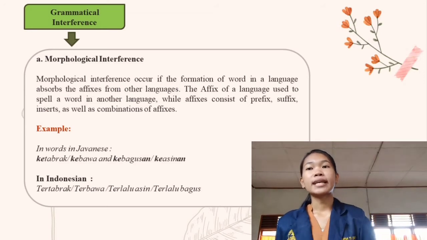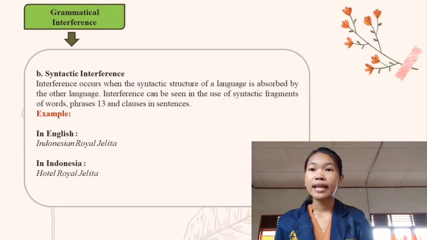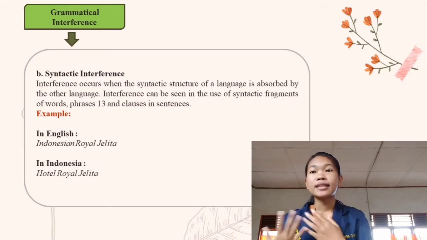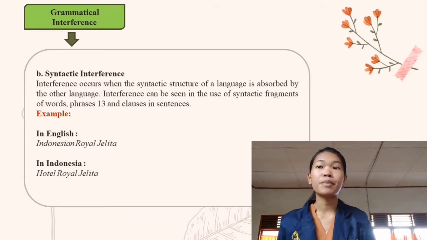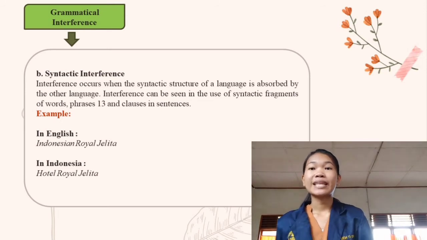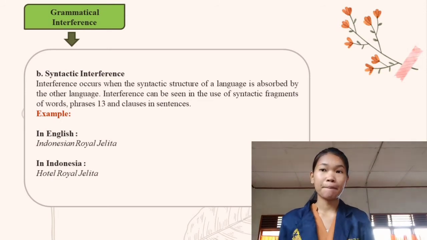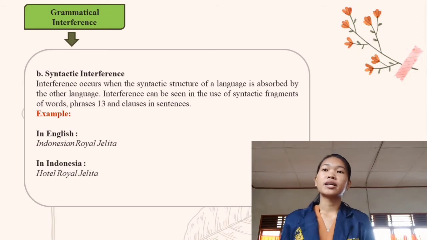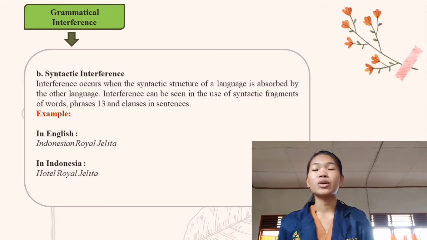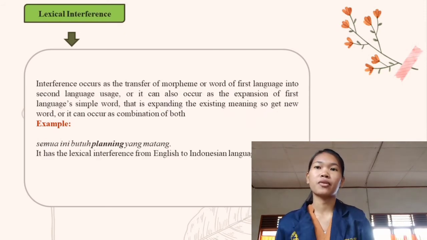The next, or second, type of grammatical interference is syntactic interference. Syntactic interference occurs when the syntactic structure of a language is absorbed by another language. Interference can be seen in the use of syntactic fragments of words, phrases, and clauses in sentences. For example, in English, Indonesian Royal Jelita. In Indonesian, it will be Hotel Royal Jelita. Okay, we're going to move to the next type of language interference, which is the third one, lexical interference.